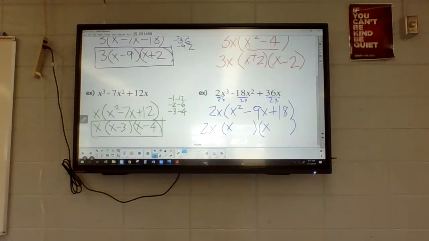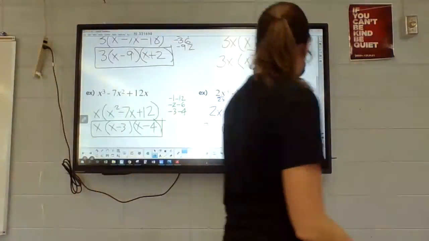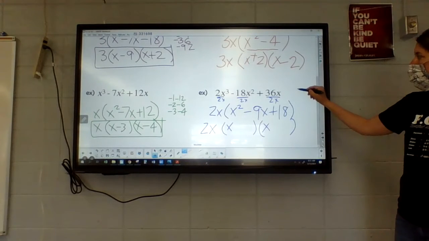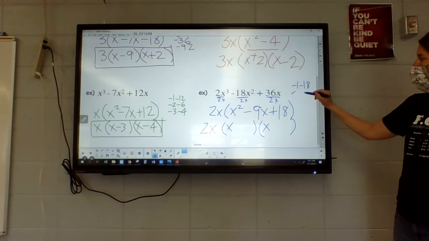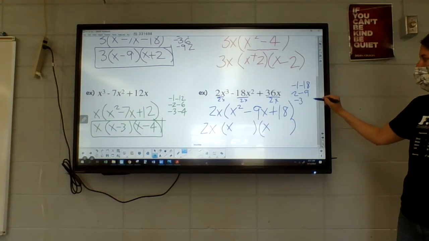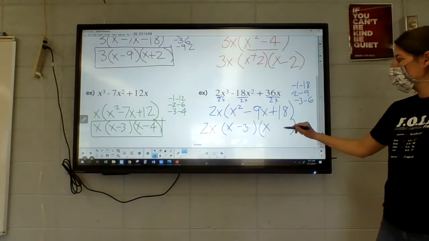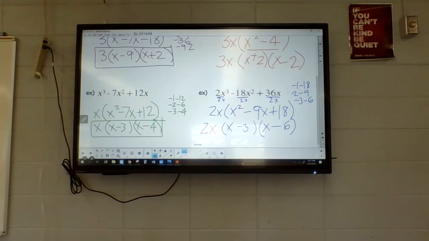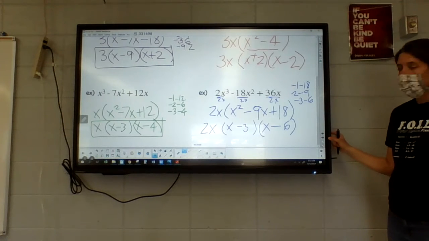There are going to be problems on the homework assignment where you might just get stuck. You might miss something or divide something wrong and the numbers are all wonky. So I'm going to multiply to 18, add to negative 9. So negative 3, negative 6. Okay. Questions there?